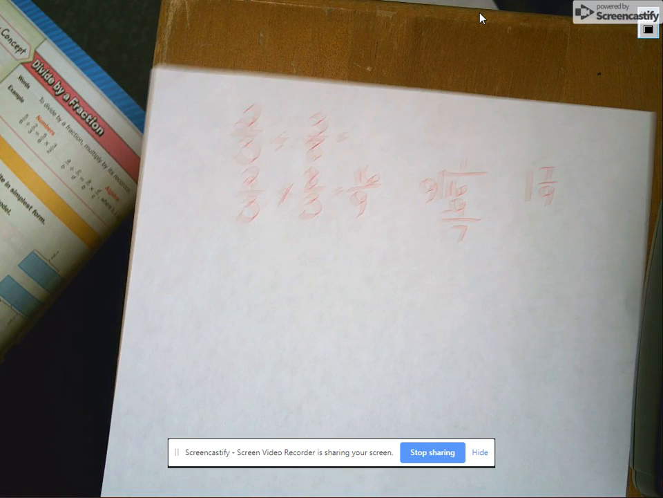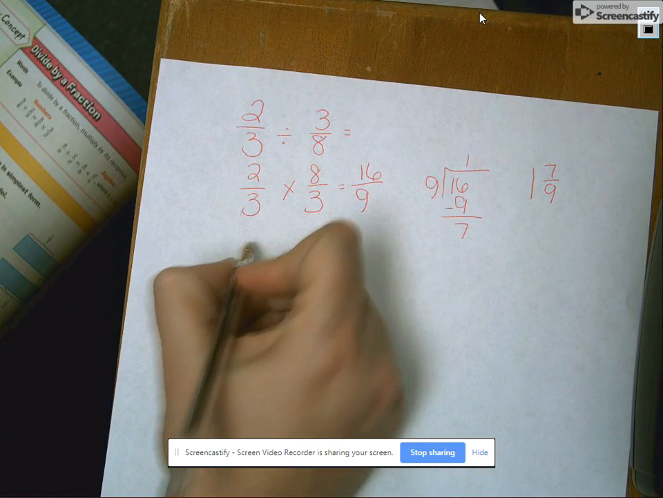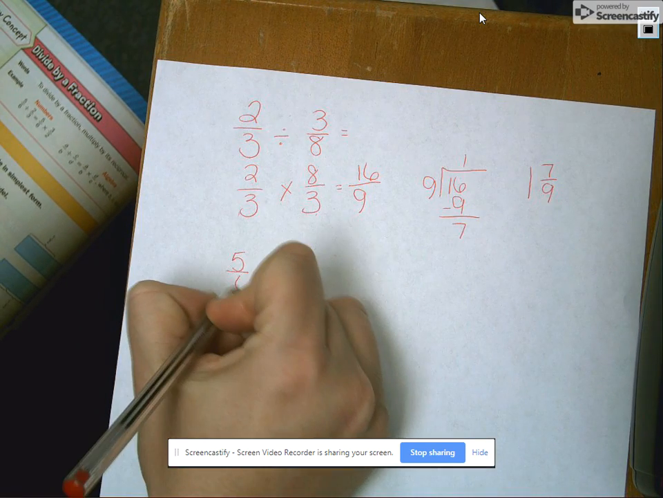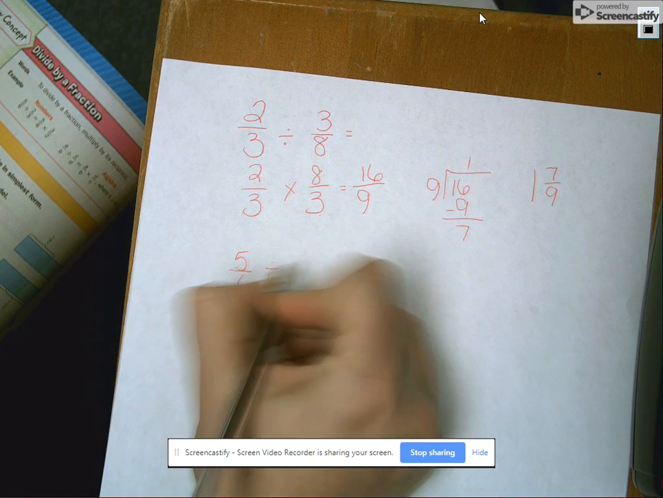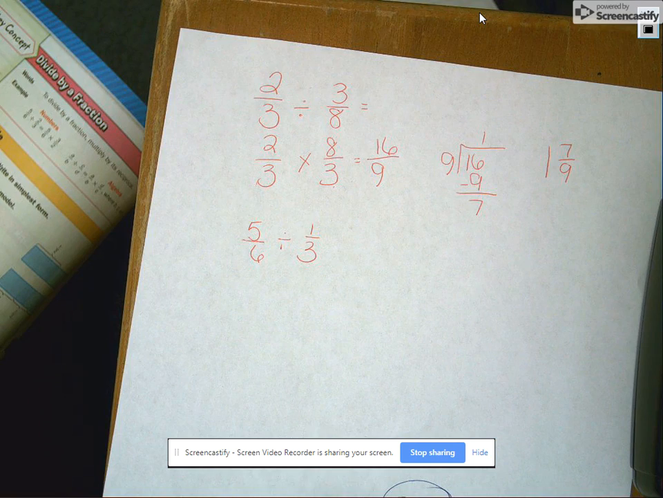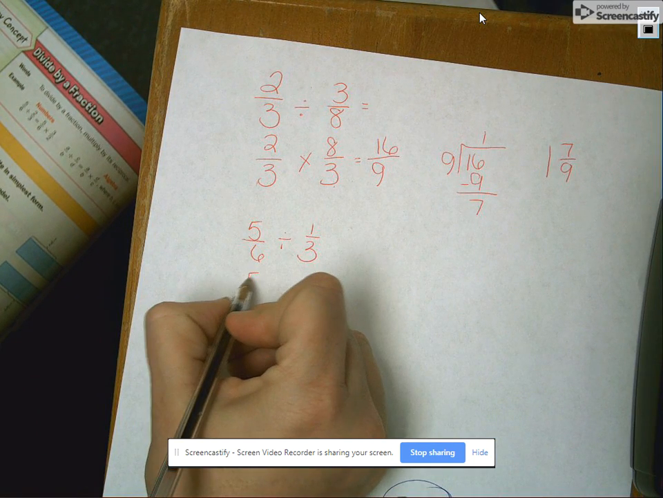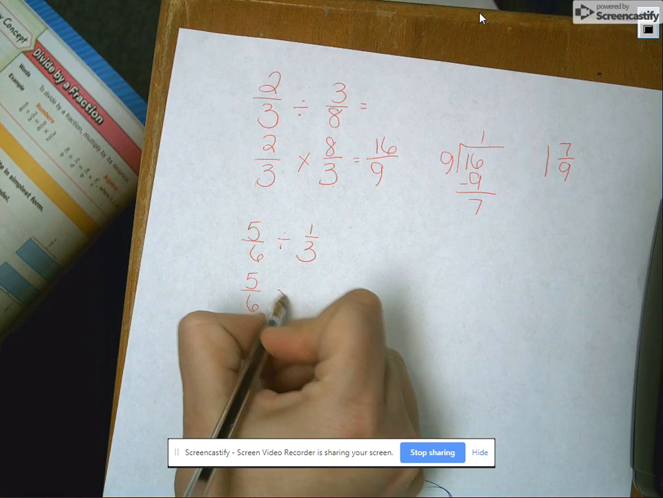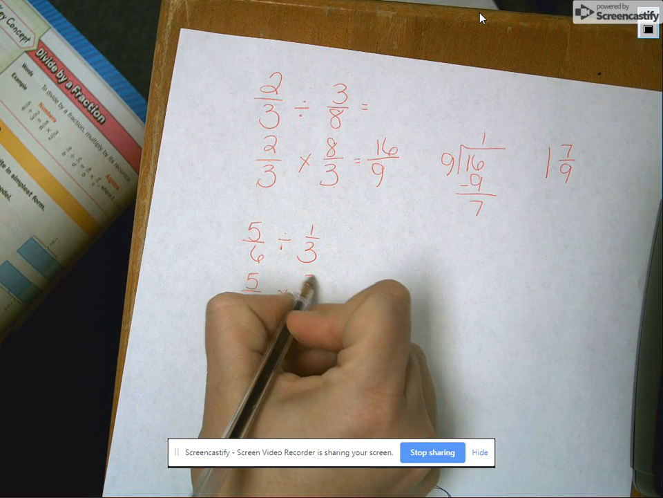Okay, so hopefully you did C. Let's check it together. I have 5/6 and I'm going to divide into 1/3. So when I do keep, change, flip, I would keep, change, and flip, or find the reciprocal.